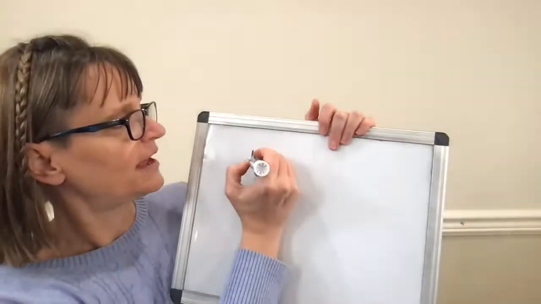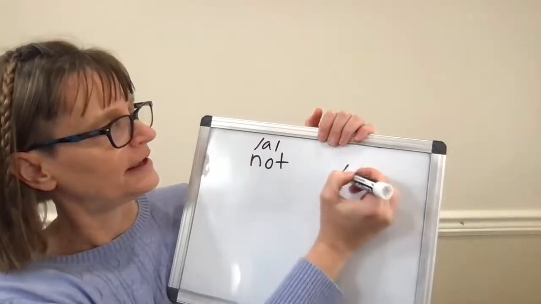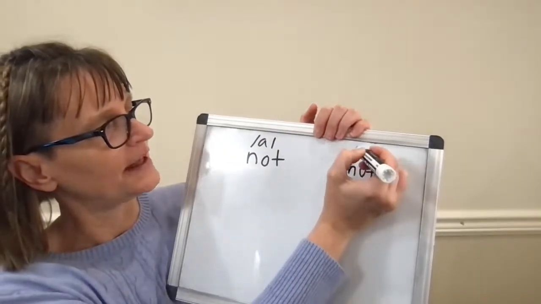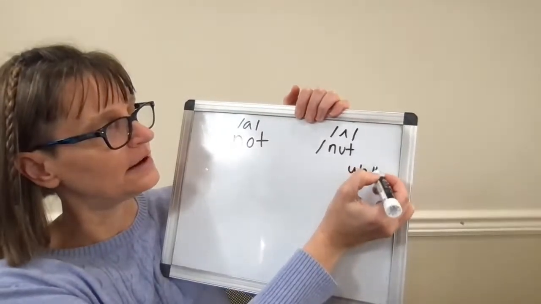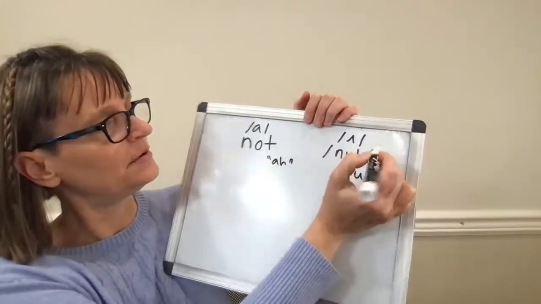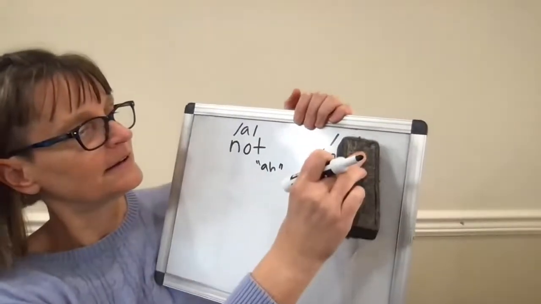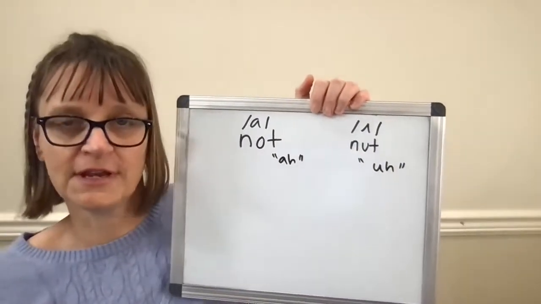So we have a question about not and nut. That's a very good point. So we have not, the ah vowel, and nut, that's the schwa vowel or sound. This one sounds like and this one sounds like ah. And for many people, this is an error pattern that you have.